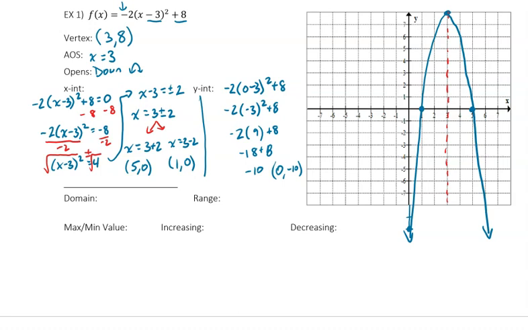All right, for domain, it's a parabola. It's going to be negative infinity to infinity. Our range, though, bottom is negative infinity. The topmost point is 8 in this case. Then it asks if we have a maximum or minimum value. So in this case, it's a maximum because we have a top point, but we don't have any bottom point because it keeps going down forever. So we have a maximum of 8.